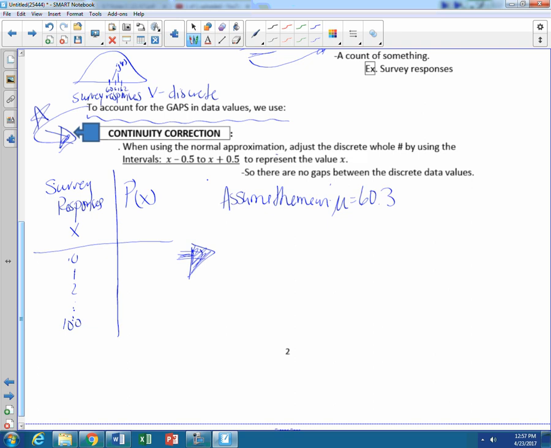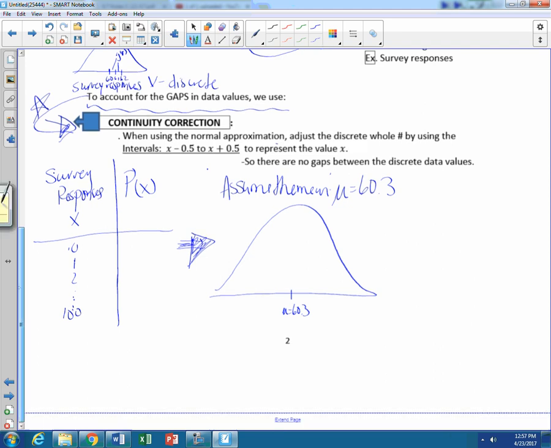We're going to assume that the mean for this is going to be 3, because we have a decimal value in this case. So the mean might be at 60.3, but the x's can really only be whole numbers. But how are we going to fix this is that we are going to do something, and I mark it as x sub c. It's x corrected.